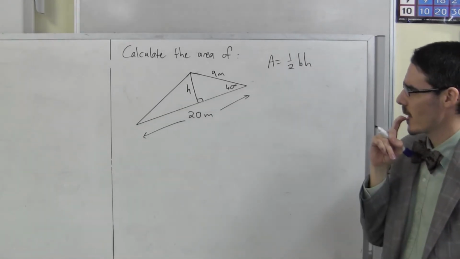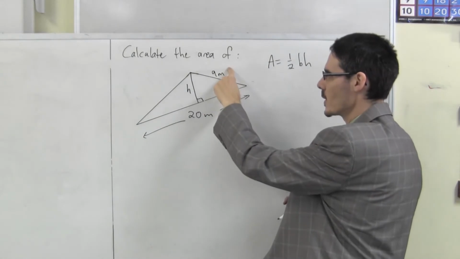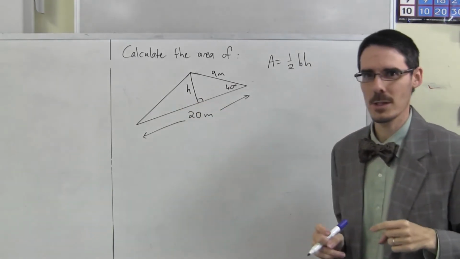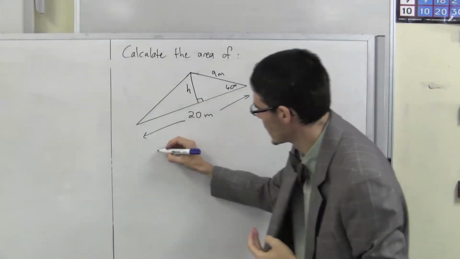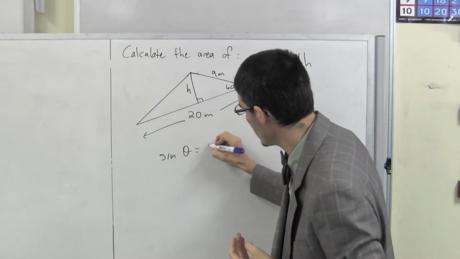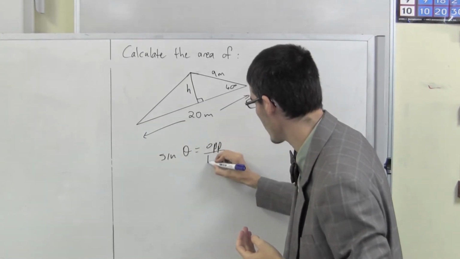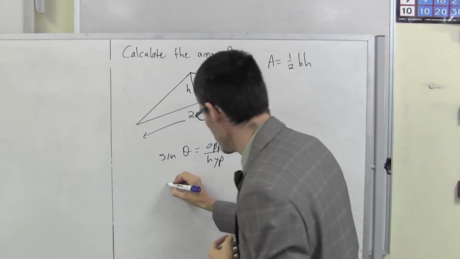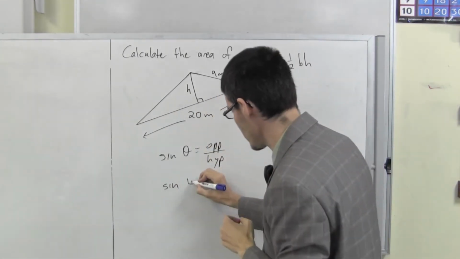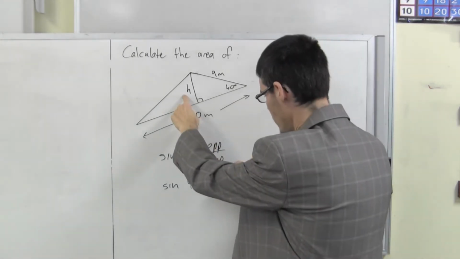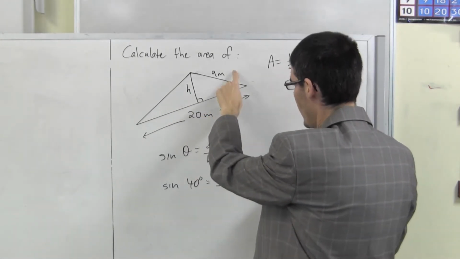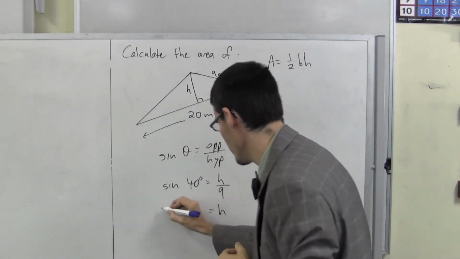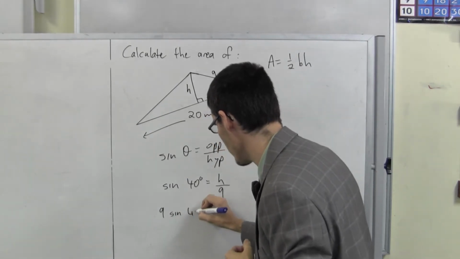Okay? Which two sides have I got? I've got the hypotenuse and I've got the opposite side. Hypotenuse and opposite is sine. So, sine of my angle is opposite on hypotenuse. Put into the formula what I know. Sine of 40 degrees is h, which is what I know, divided by the hypotenuse, which is 9. So my height, h, is 9 times sine 40 degrees.